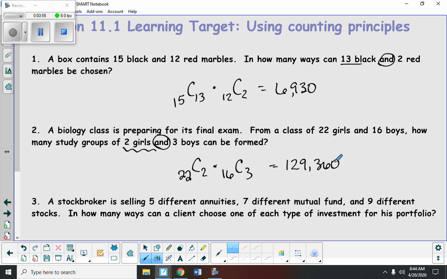So lots of ways. Next, a stockbroker is selling 5 different annuities, 7 different mutual funds, and 9 different stocks. In how many ways can a client choose one of each type of investment for his portfolio? So we're looking at how many different ways altogether. What is the sample space, or what is the set of all possible outcomes? They're going to choose one of each. So it would be 5, and he's going to choose 1. 7 different mutual funds, and he'll choose 1, and 9 different stocks, and they'll choose 1. So 5 choose 1.